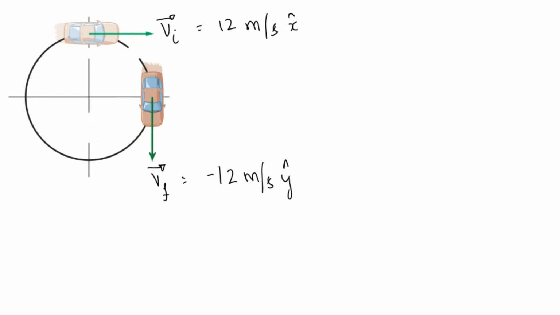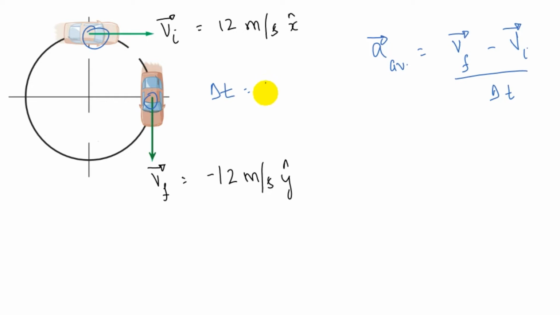Now average acceleration, we just studied that it is equal to the vf vector minus the vi vector divided by the elapsed time delta t. Now the time taken by the car to go from this position to this position, let it be delta t, which we can take to be say 10 seconds. Now for the average acceleration, we can put in the values to find it. So for the final vector we have this, minus 12 meter per second, this is y cap.